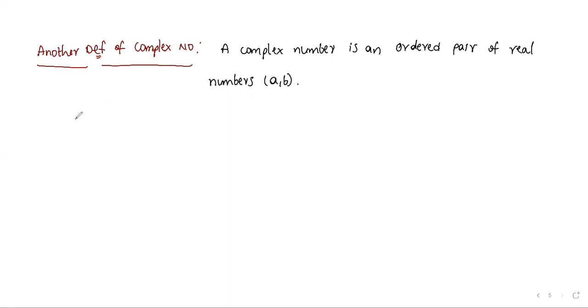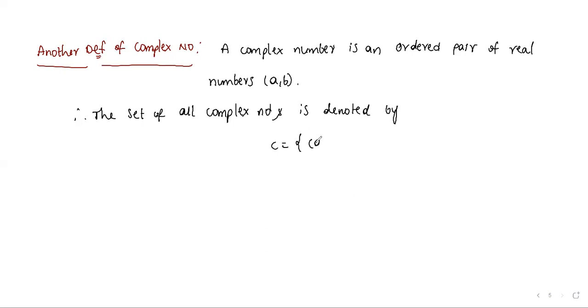So the set of all complex numbers is denoted by C is equal to the set of ordered pairs a comma b such that a comma b belongs to capital R.